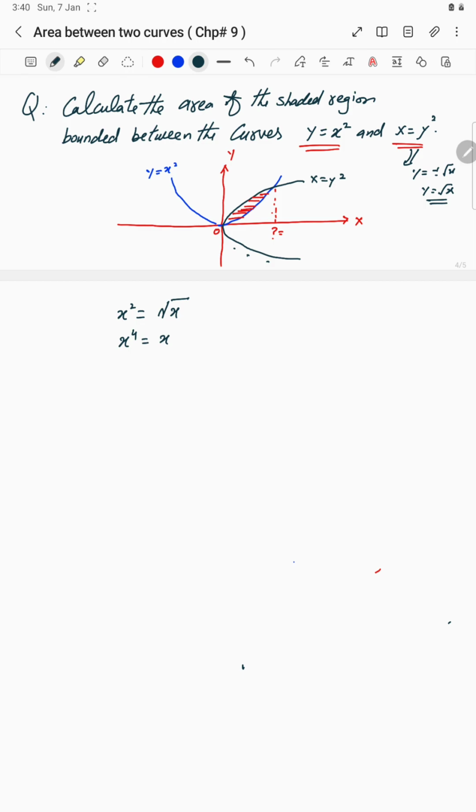So now, for the limits, at x equal to 0, 0 power 4 is equal to 0. It means 0 is equal to 0. Left hand side equal to right hand side. So one of the limits is this, true, right? Similarly, at x equal to 1, 1 power 4 is equal to 1. That is 1 equal to 1. So again your left hand side equal to right hand side.